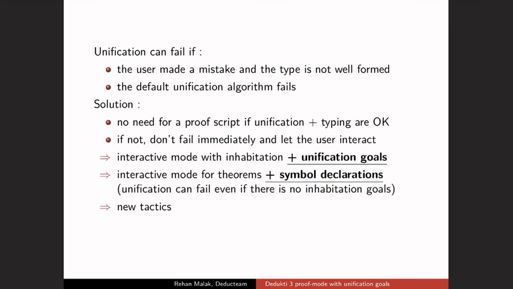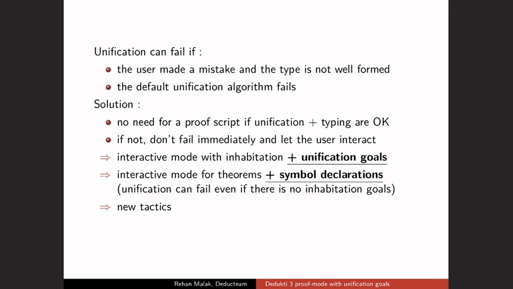So unification can fail if the user made a mistake, for example, because the type is not well formed. And the default unification algorithm can fail too. So a solution: if everything is going fine, typing plus unification, the proof script should not be mandatory. But if unification fails, deductive free should not fail immediately with a cryptic error. It should allow entering a new extended proof mode, with both unification problems treated as the usual inhabitation goals, and new kinds of problems that should be resolved with tactics.